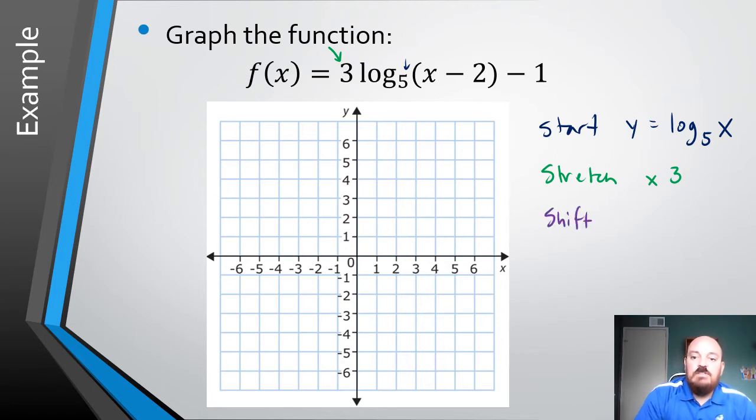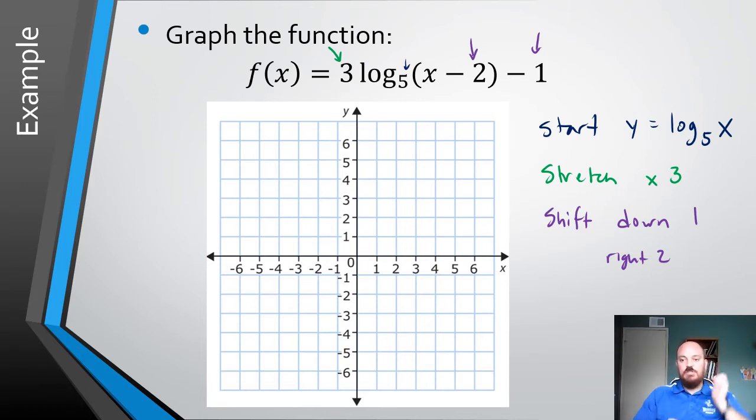And I'm going to shift down 1 for that negative 1 right here. And I'm going to shift right 2 for that minus 2 right there. And then I'm going to remember when I shift it 2 spots to the right at the very end, that's going to be my last step, but that's going to take the asymptote with it because that shift to the right or the left moves the asymptote. So I have a plan now. I wrote out my steps. I have a plan for what I'm going to do.